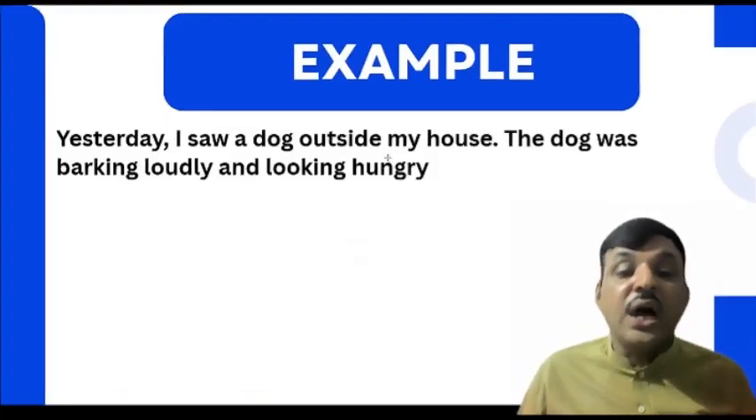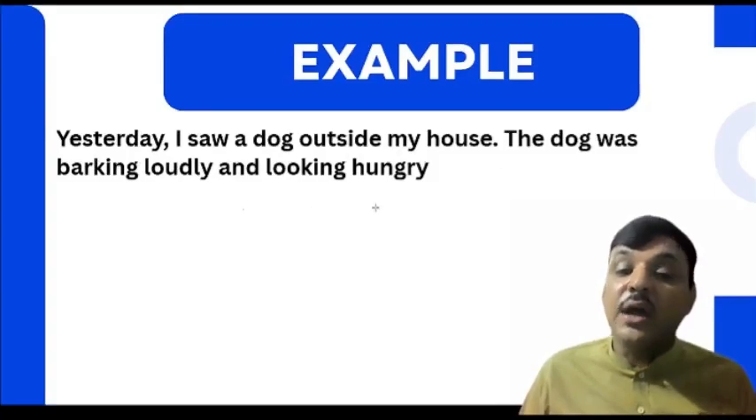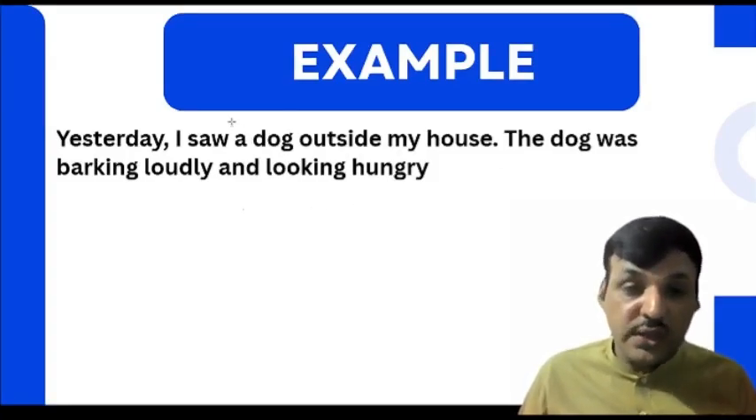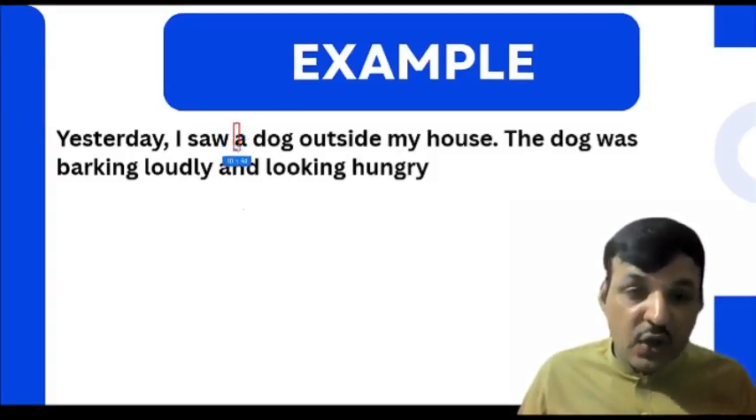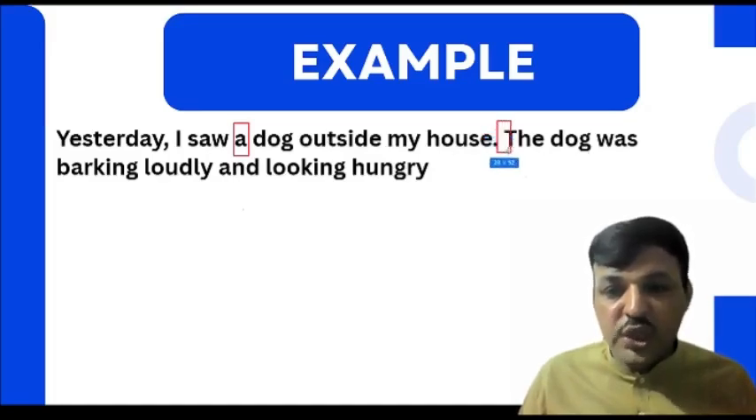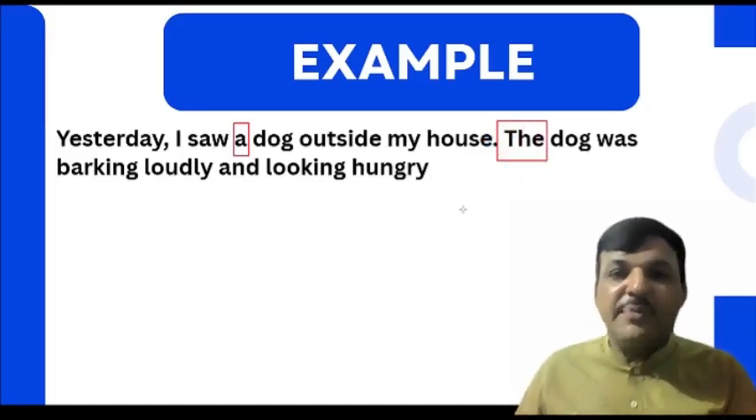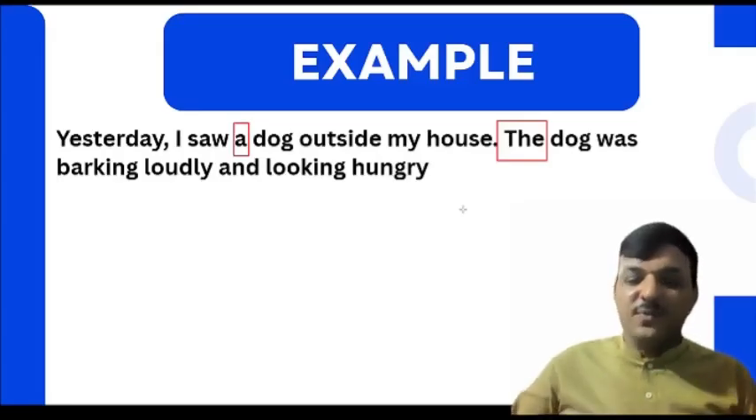Yesterday, I saw a dog outside my house. The dog was barking loudly and looking hungry. Here you can notice, when I mentioned the dog the first time, I used the article "a", and when I mentioned the same dog for the second time, I used the article "the". To understand better, go to the task now.